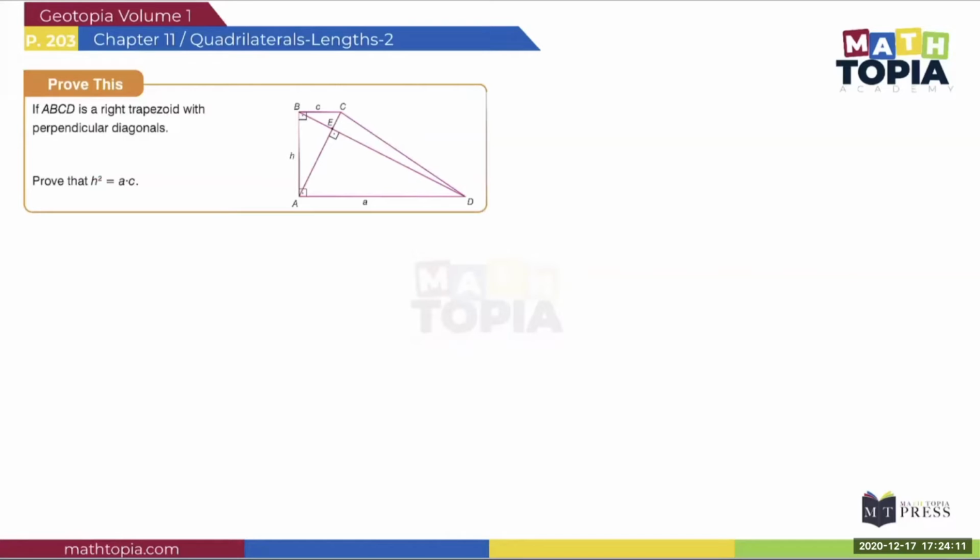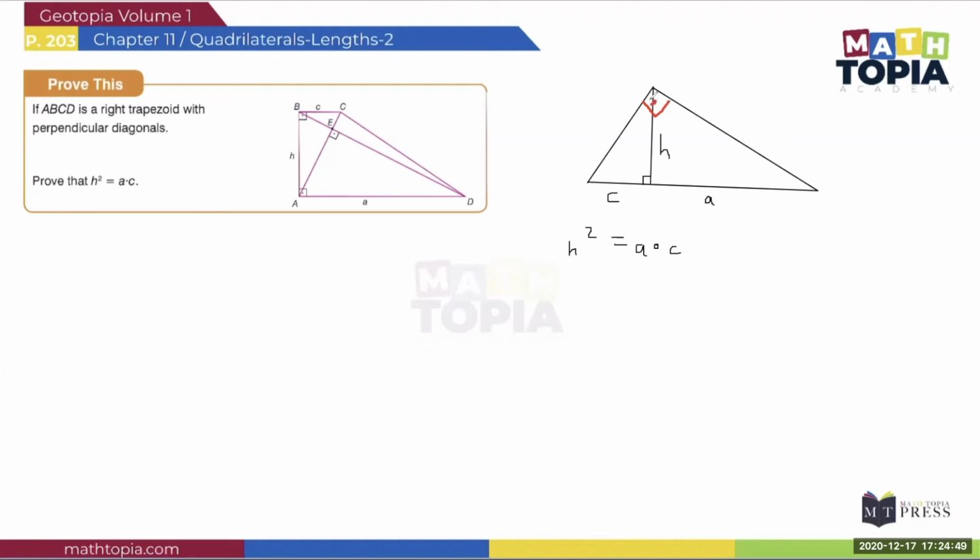Chapter 11, another side problem from page 203. What I saw here almost immediately is we have this h squared is equal to a times c. If I remember, this is a really important theorem in a right triangle. Whenever you have a right triangle and an altitude, we have h, and let's say a and c. h squared is equal to a times c.